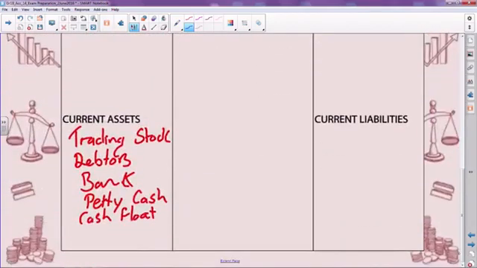Now, what current liabilities will we have? Now, remember, there's a very long list and some of them are very new to you. So let's start studying all these current liabilities. Now, I'm going to abbreviate a bit. We have your creditors control. Then we also have your bank overdraft.